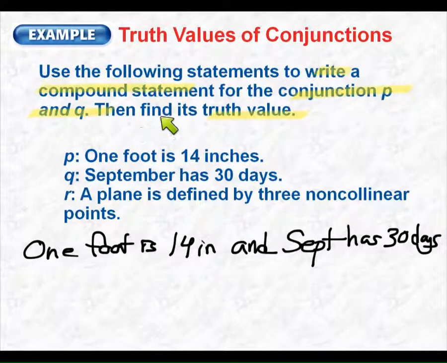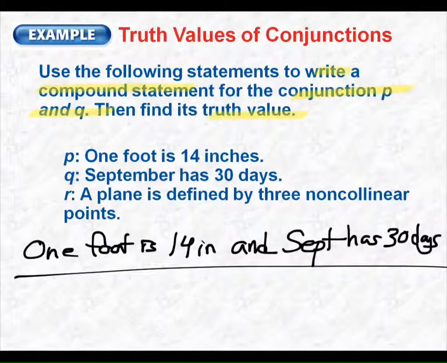Then it tells me, find its truth value. Is this statement itself true or false? Since I used the word and, both of these statements have to be true for the whole thing to be true. If one of them is false, the whole thing's false. So let's take the statements separately. Is statement P by itself true or false? It's obviously false. Statement Q, September has 30 days, that is true.